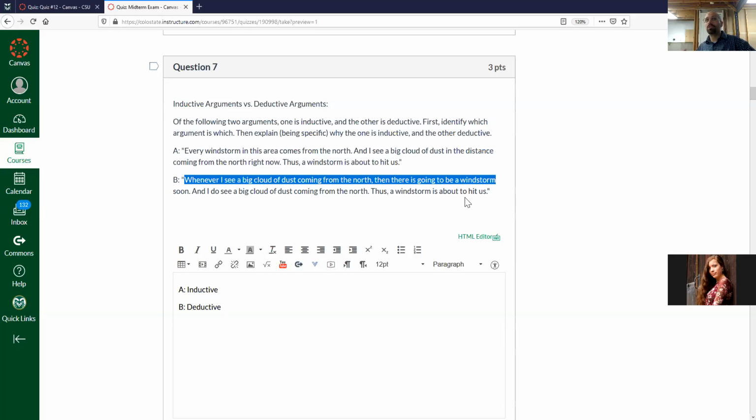If we assume that rule is correct, there's no possibility that the windstorm won't hit. The windstorm has to hit on the assumption that that is a correct rule. But that's not the case in this case. In this case, we're not given the same kind of rule. Every time there's a windstorm, it comes from the north. Something is coming from the north, but it doesn't have to be a windstorm. It could be something else. There's no rule that's supposed to apply universally or in every case, whereas in B, there's a rule that's supposed to apply universally or in every case. So that's the difference. That's why the one is inductive, why the other is deductive.